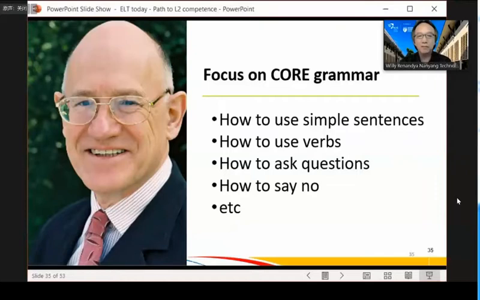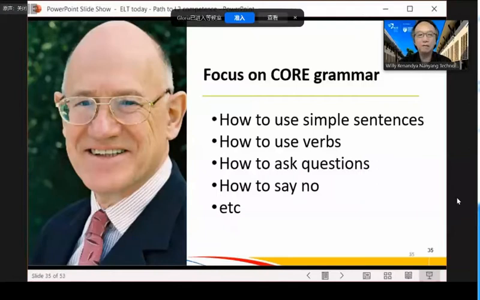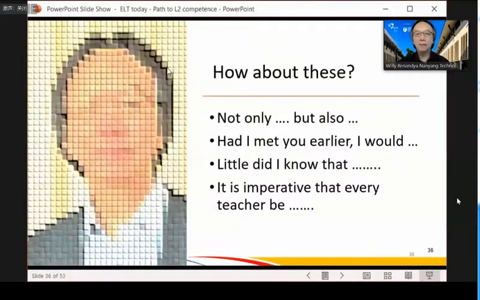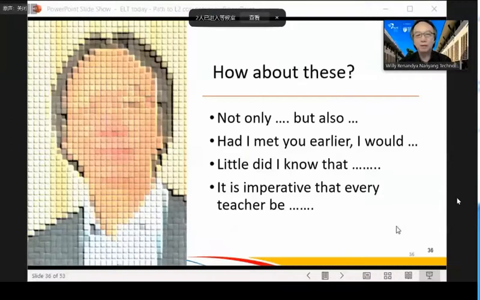choose the kind of grammar that you want to teach according to the needs of the student, at what level they are at, whether they are at the early stage of learning, at the later stage of learning. What about this? What about these grammatical features? Not only, but also. Had I met you earlier, I would. Little did I know, it's imperative that every teacher be given a higher salary, for example. Do you think we need to spend a lot of time teaching these grammatical features in the English language?